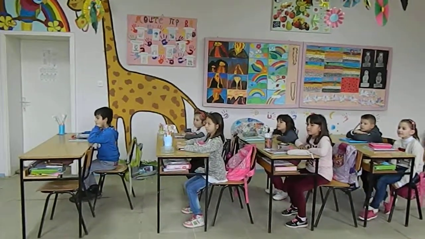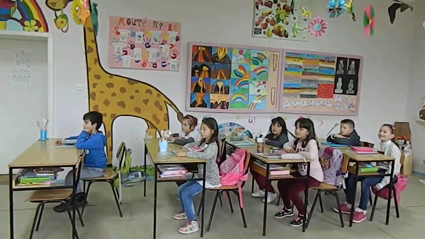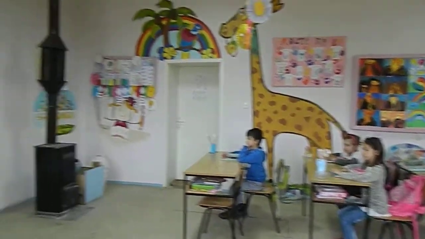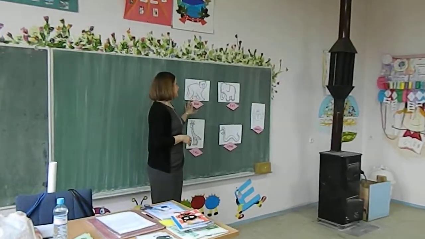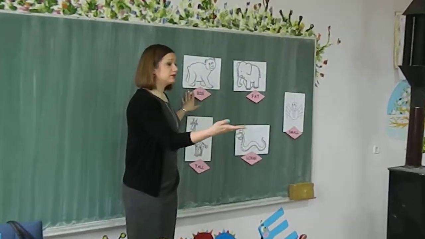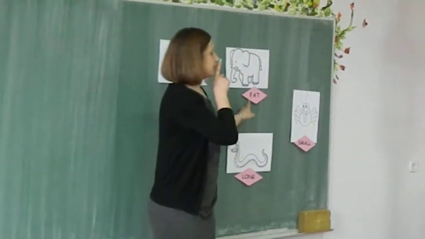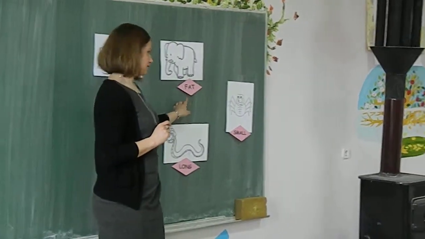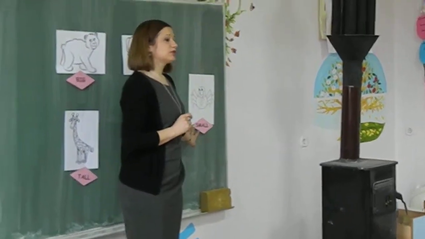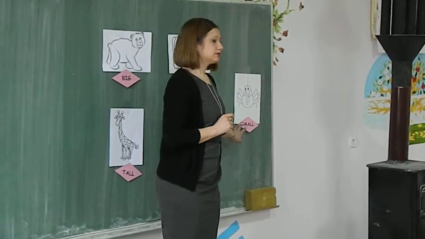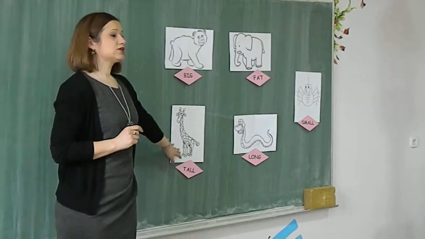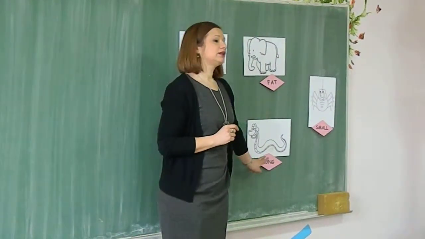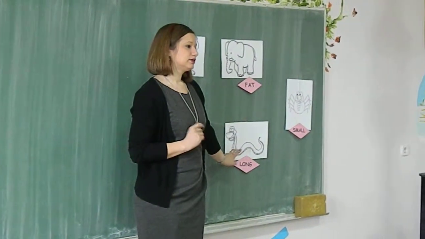Yes, alright. So let's repeat all the sentences from the beginning. Listen first. And then you say, okay. It's a big bear. It's a fat elephant. It's a small spider. It's a tall giraffe. It's a long snake.